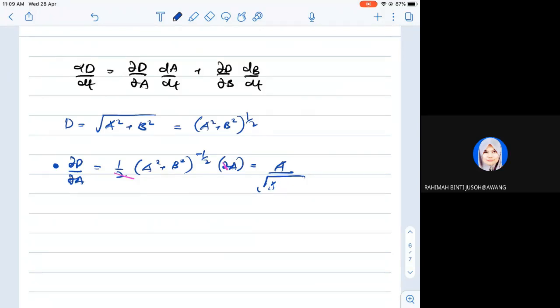Saya tak tahulah kenapa saya punya pen iPad ni problem. Tak keluar-keluar, macam pakai marker pen je.